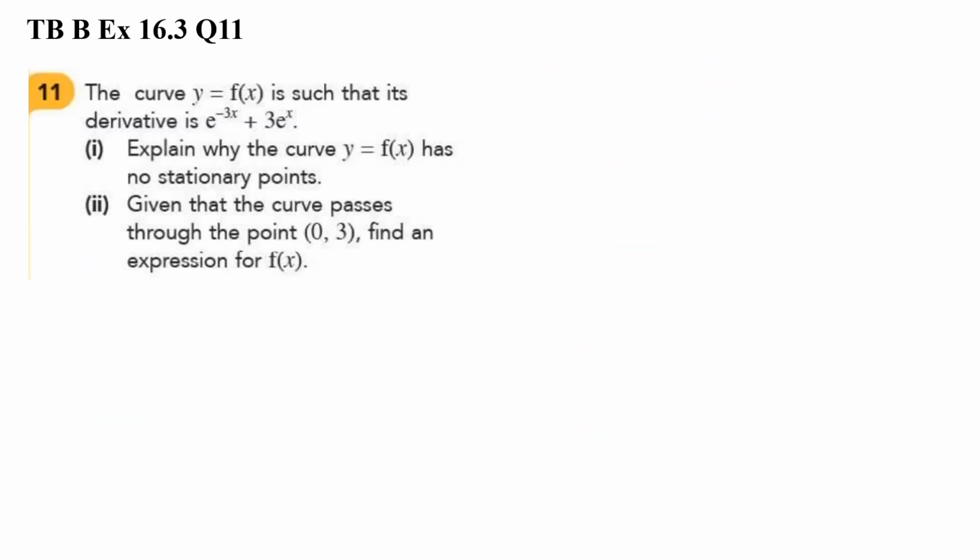All right, let's look at question 11. For question 11, you've been given a curve y equals f of x such that the derivative, your dy dx, means d of f of x. This is what you mean by derivative. Since y equals f of x, dy over dx equals e to the power negative 3x plus 3e to the power x.